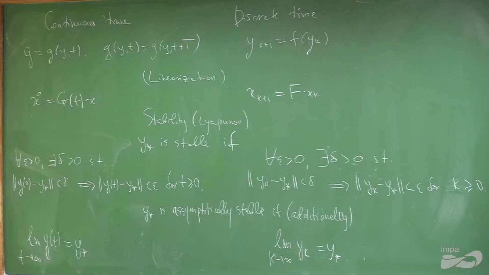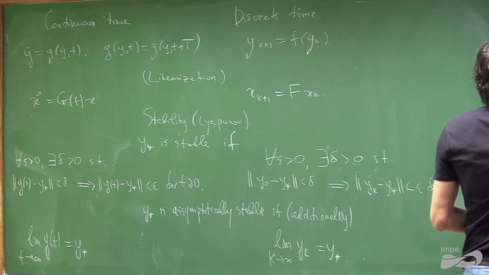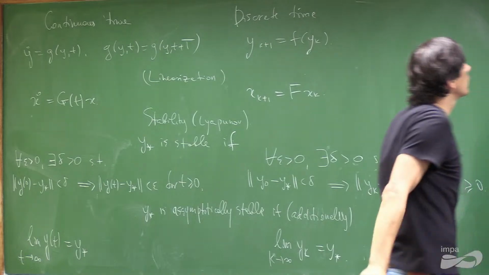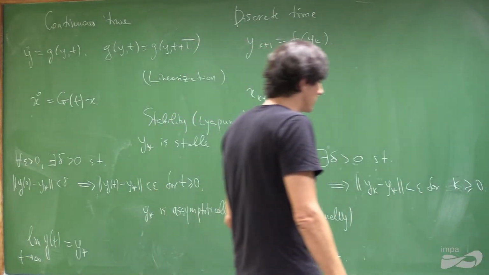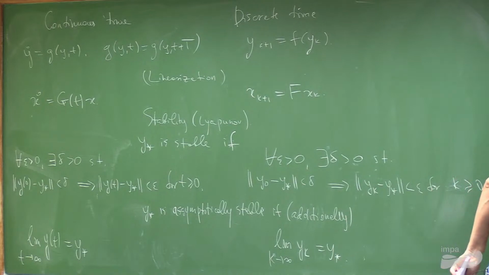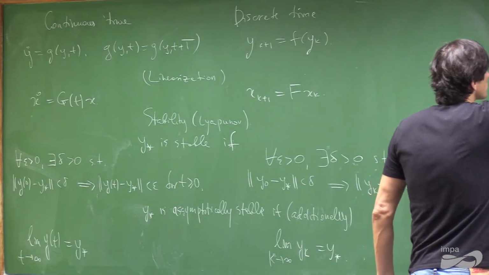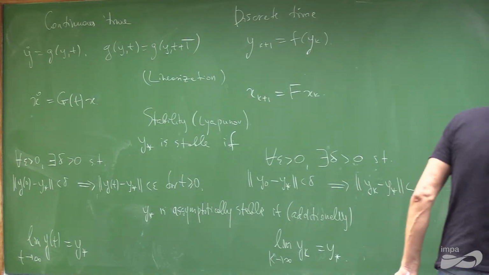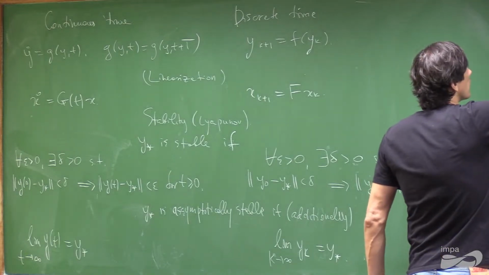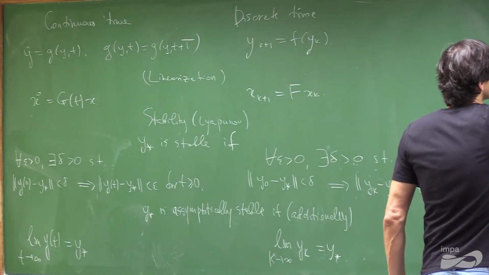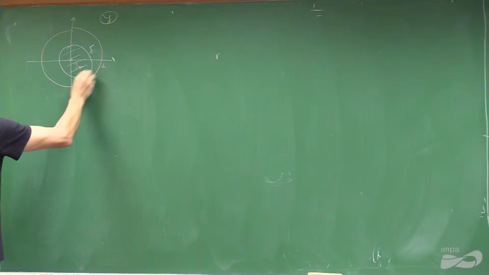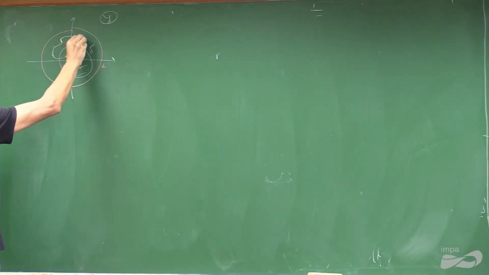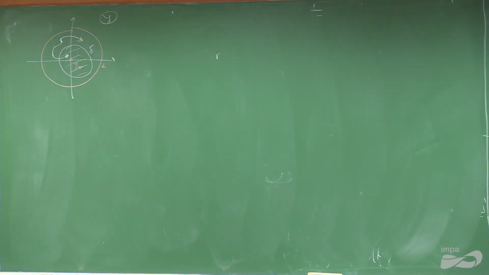So graphically, on the phase space, it tells you that for whatever epsilon neighborhood of the point y star you have, you can always start in a delta neighborhood. Not very symmetric. So if you start inside the delta neighborhood, you never exit from the epsilon neighborhood.